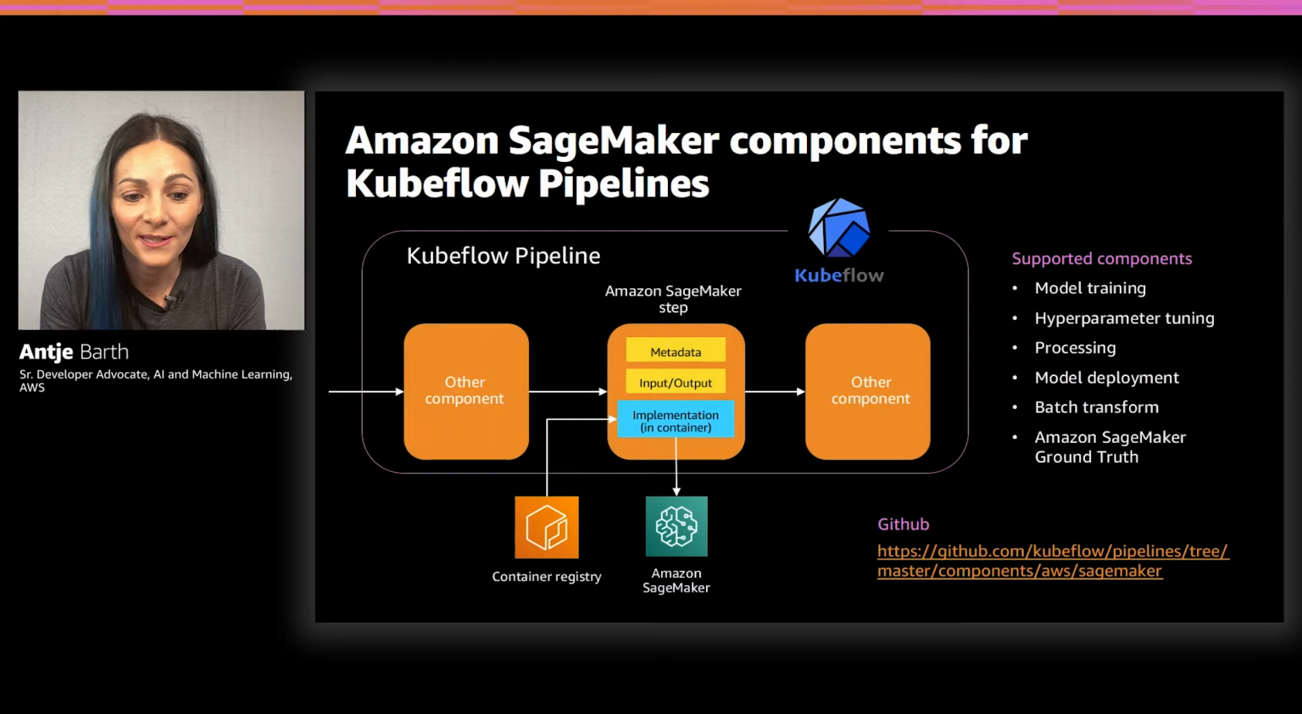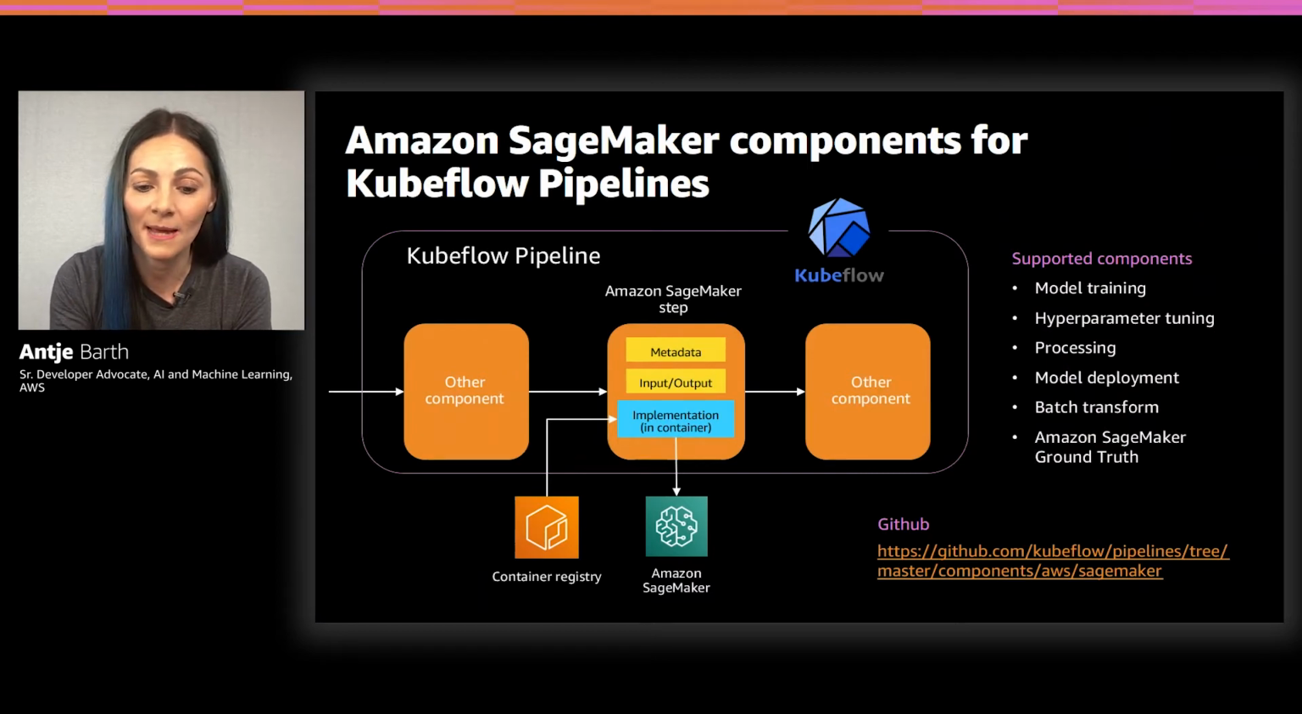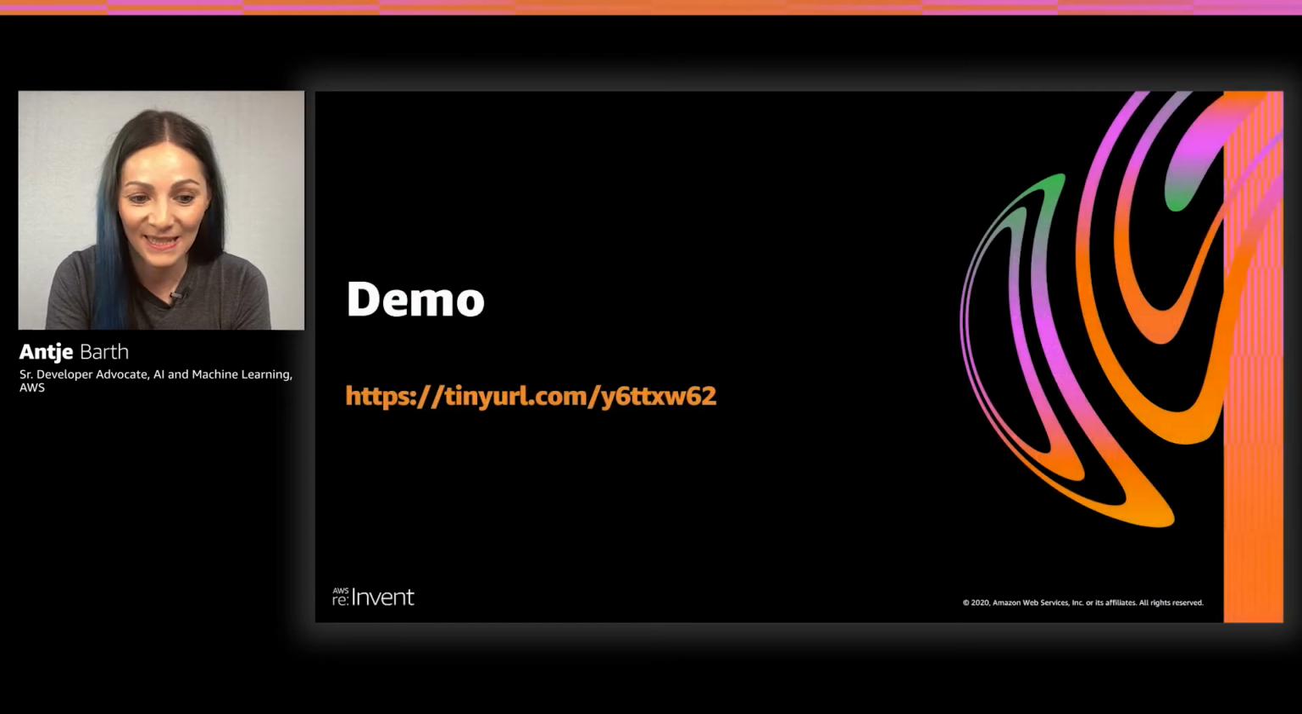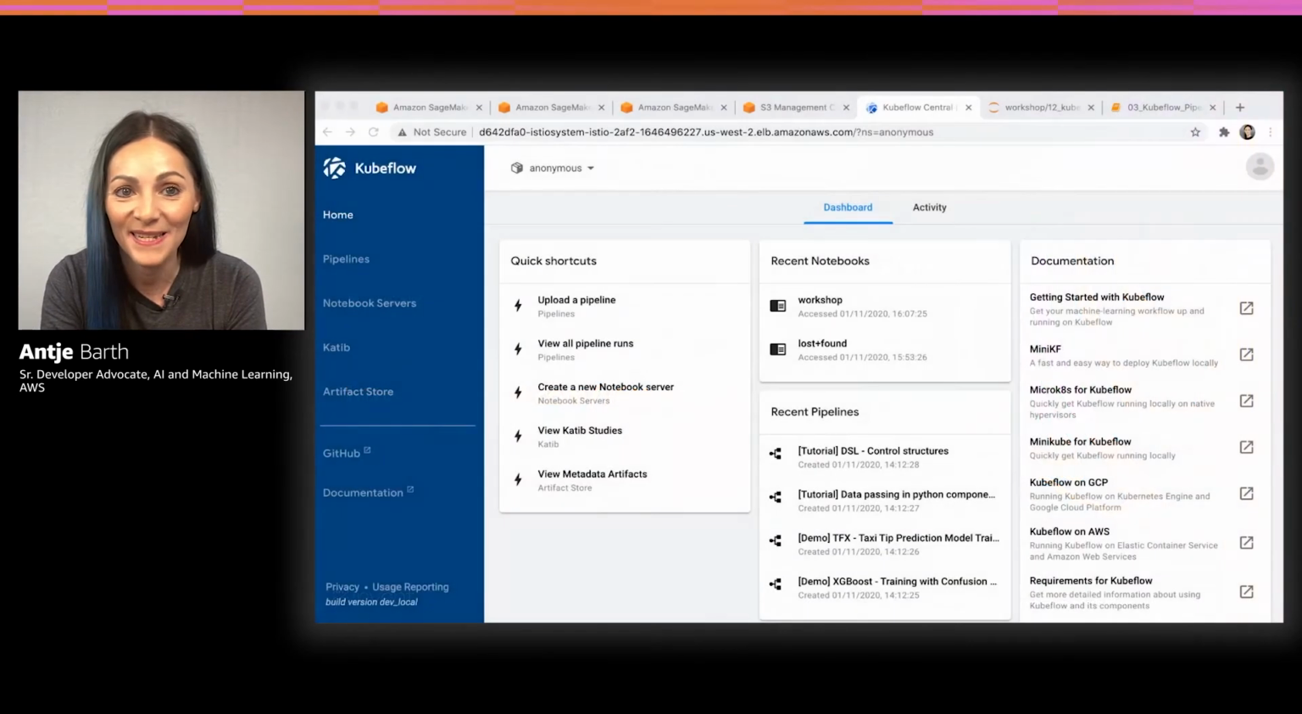AWS contributed and developed specific components for Kubeflow pipelines called the Amazon SageMaker components. And you can leverage those components to build customized steps in your Kubeflow pipeline, integrating, for example, with SageMaker model training, with hyperparameter optimizations, the processing jobs, and many more. So let's see how we can do this.